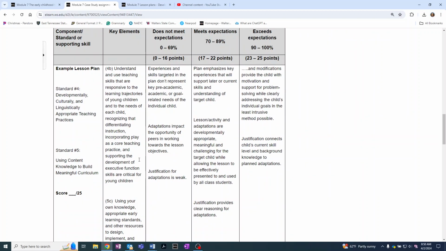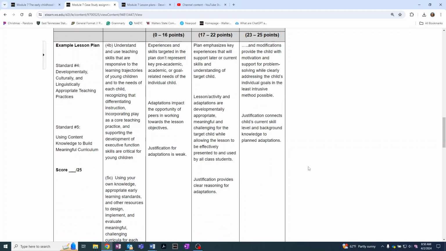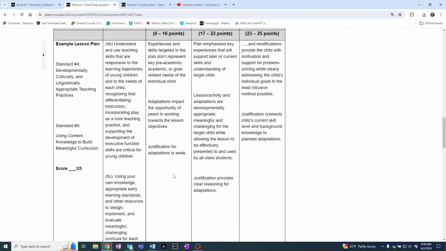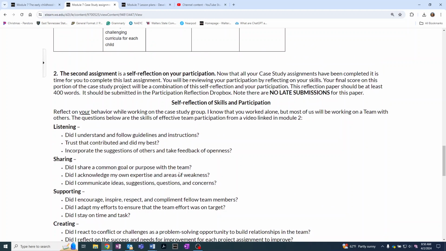Okay, this is the rubric that is for this specific assignment to see how you're going to be graded. You can earn up to 25 points on this one. Now, you're not done.